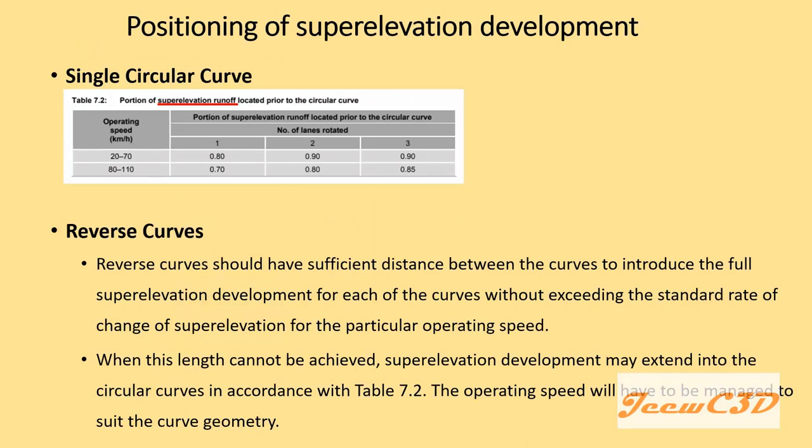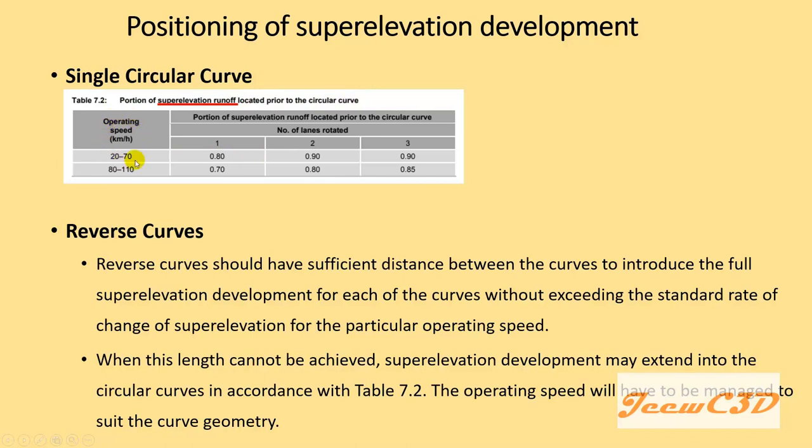Then we will see how to position the super elevation development length through the straights and curves. In the RDA guideline, you may remember that I told you we put 1/3 of the super elevation development length inside the curve and 2/3 outside the curve, on the straight section. For a single circular curve, that means you don't have any spirals, your portion of superelevation runoff will be located like this.